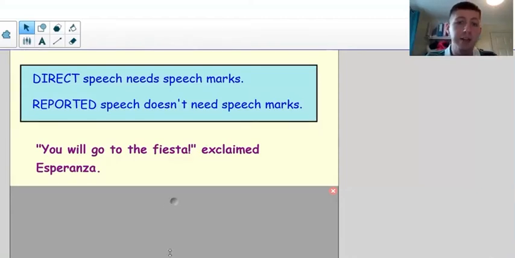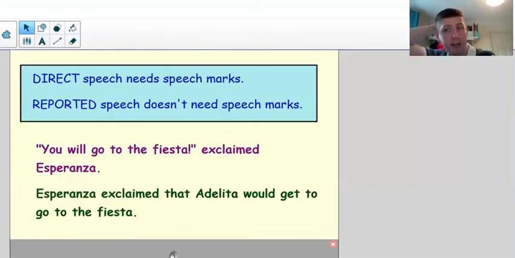However, this is called reported speech because it doesn't actually have what the character said, but it tells you what they said. Esperanza exclaimed that Adelita would get to go to the fiesta. So sometimes you might want to explain what's happening in the story, the action in the story, without actually directly saying what the character is saying. That's called reported speech. You've already practiced reported speech before because we've done that in narratives. We haven't done much direct speech, and that's why for your task today, we're going to be looking specifically at direct speech.